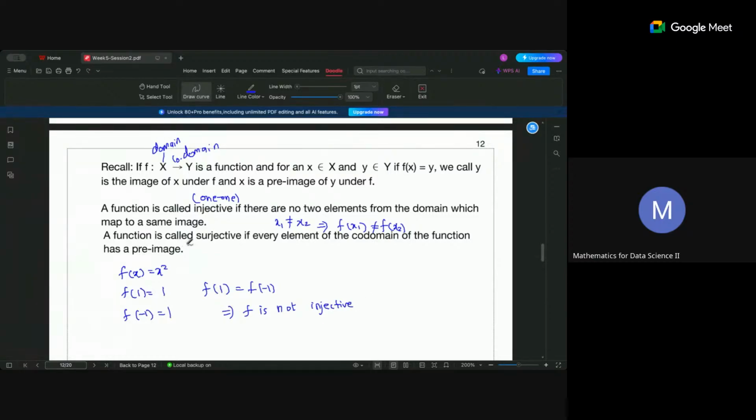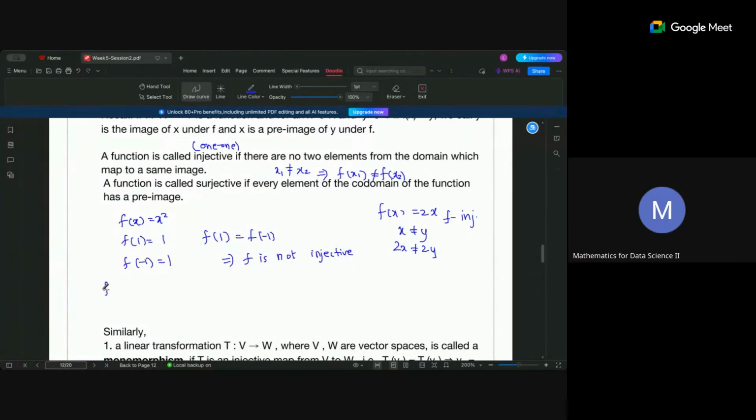Okay. Now a function is called surjective if every element of the codomain of the function has a preimage. Here I should give an example for injective also. So f of x is equal to 2x. You take two distinct elements x not equal to y, and 2x is not equal to 2y. So this is 1 to 1. Right? So now what is surjective?